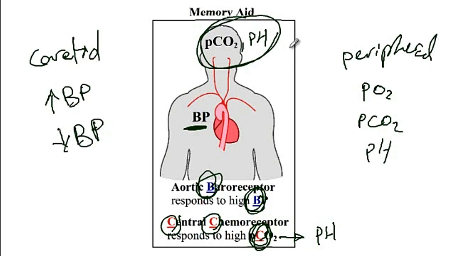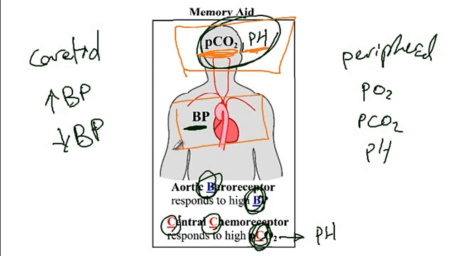So the receptors that are limited in their response are the central chemoreceptors, which only respond to PCO2 and pH, as well as the aortic baroreceptors, which only respond to high blood pressure, but not low blood pressure. And that concludes our discussion.